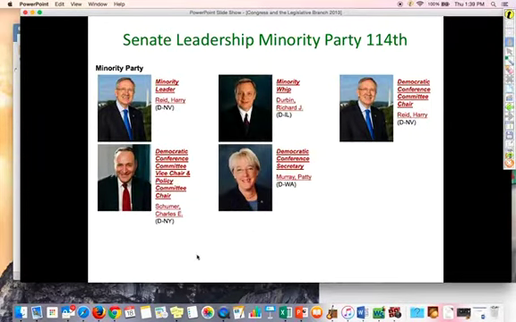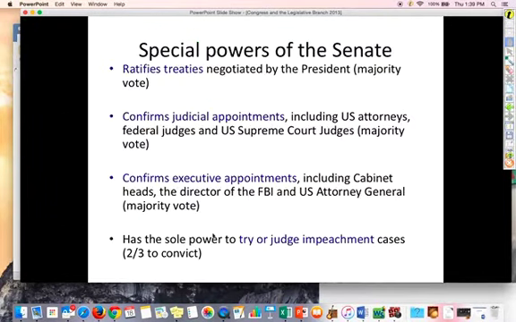The next one is the Democratic side, the minority leader. Harry Reid, we've talked about him before. He is probably the most influential Democrat. And then Richard Durbin is the minority whip. You might see him as well.